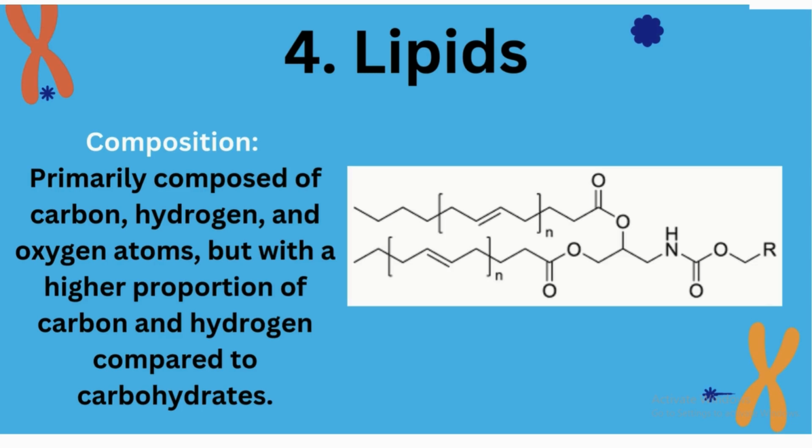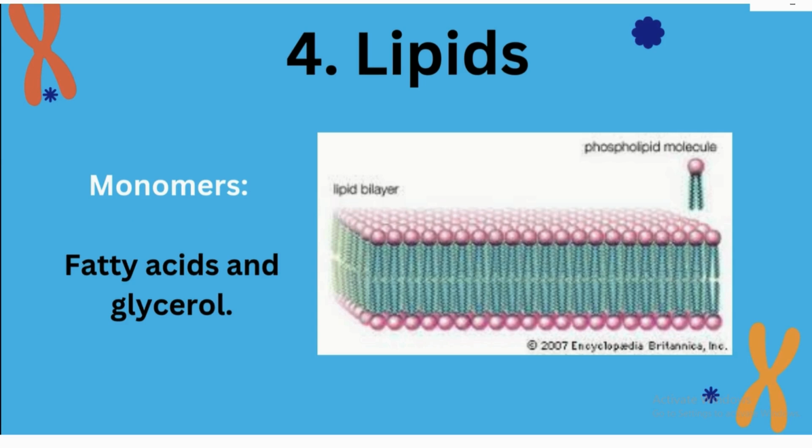After that, now we discuss the fourth biomacromolecule, which is the lipids. On the basis of composition, lipids are primarily composed of carbon, hydrogen and oxygen atoms, but with a higher proportion of carbon and hydrogen compared to carbohydrates. The main monomers of the lipids are fatty acids. In this picture it is shown that fatty acids and glycerol are the monomers.